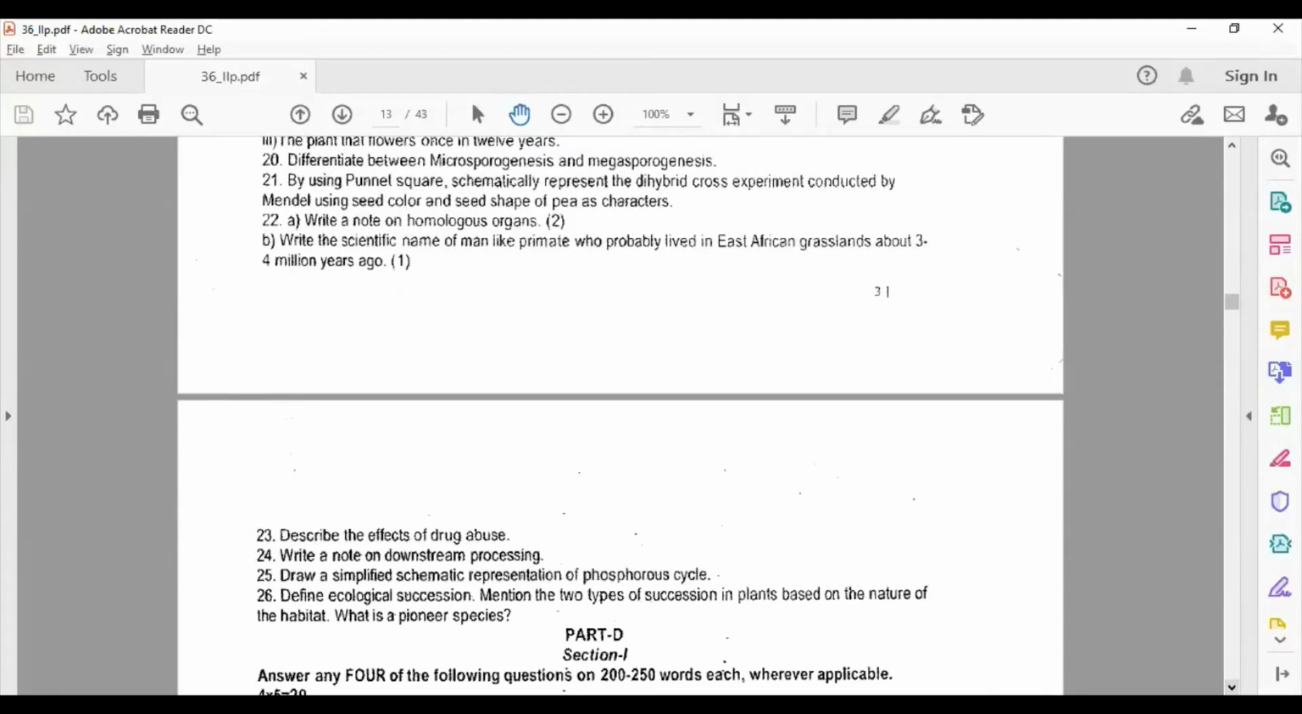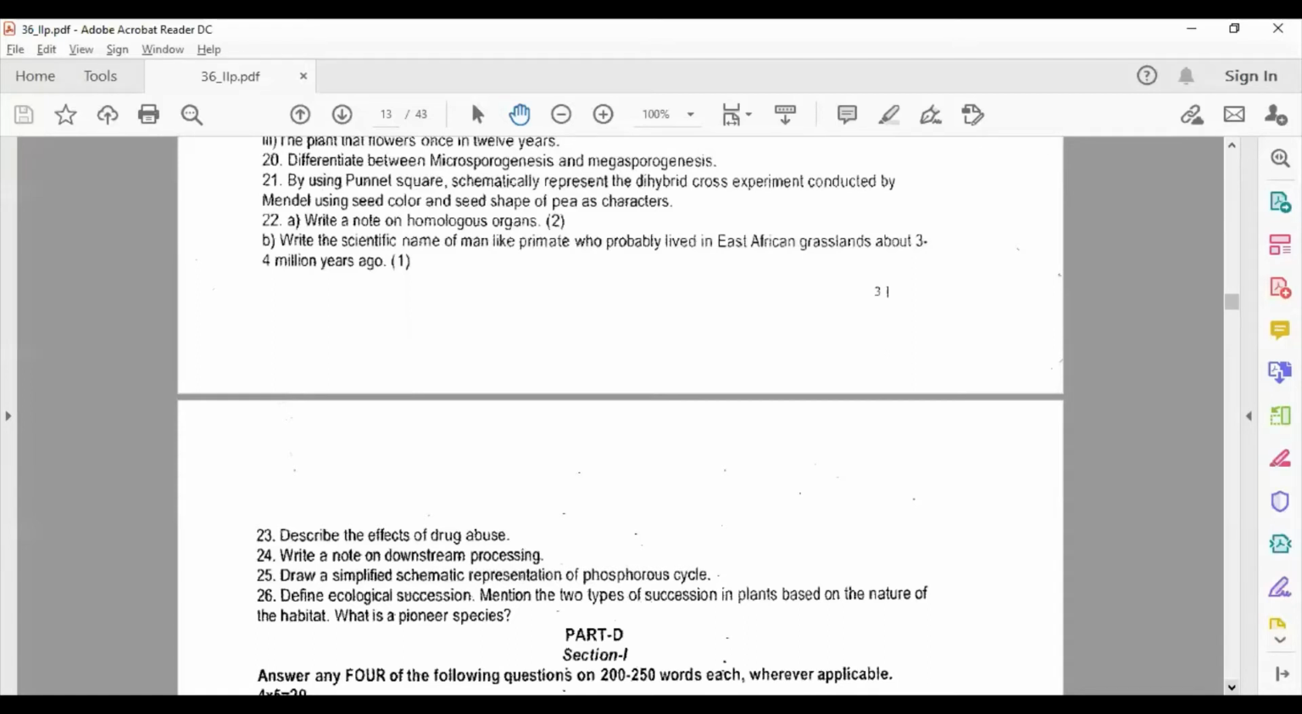Then write a note on downstream processing. This comes in the biotechnology applications chapter. Then draw a simplified schematic representation of the phosphorus cycle. This goes back again to the last unit, that is biodiversity. Define ecological succession. Mention the 2 types of succession in plants based on the nature and habitat. What is a pioneer species? This again goes back to the last unit.